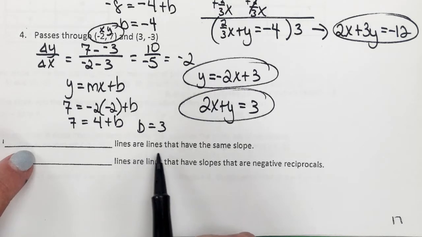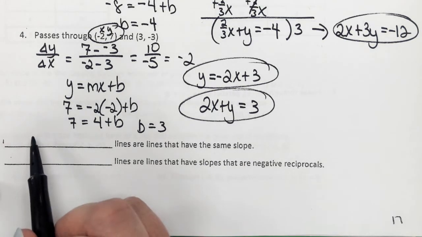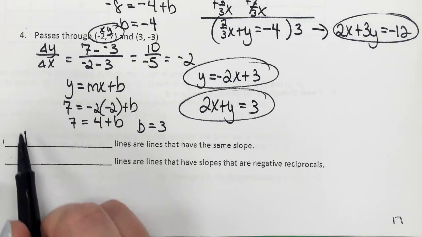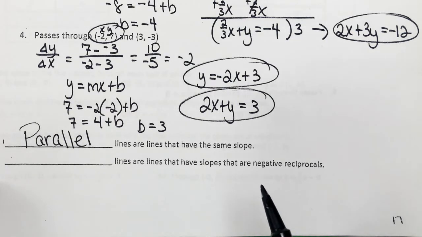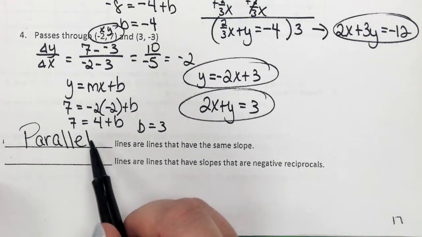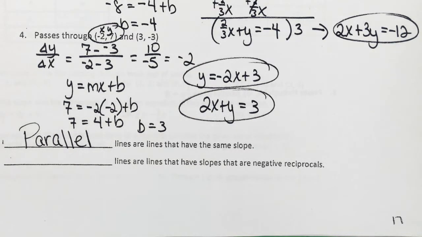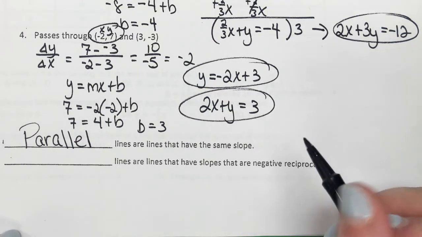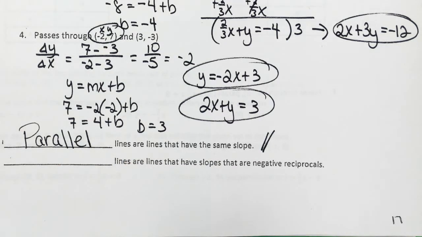Parallel lines are lines that have the same slope. Now, Jackson, they are what? Parallel. I forgot how to spell parallel. Remember the two L's, how they're parallel? All right, what was the symbol for parallel? The two parallel lines, right? Just like the two L's in parallel?